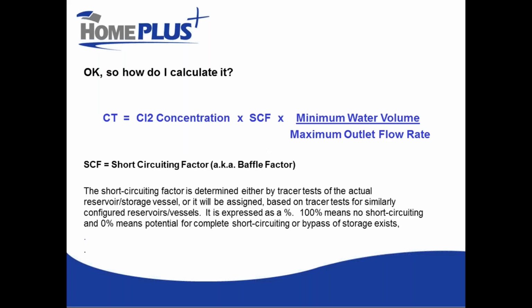So calculating it is fairly straightforward. We take our chlorine concentration, we multiply that by what we refer to as a short-circuiting factor, which I'll talk about in a second. We multiply that by the minimum water volume that we have in our storage vessel. And there are tools for calculating, for instance, how much water does 100 feet of 4-inch pipe hold?